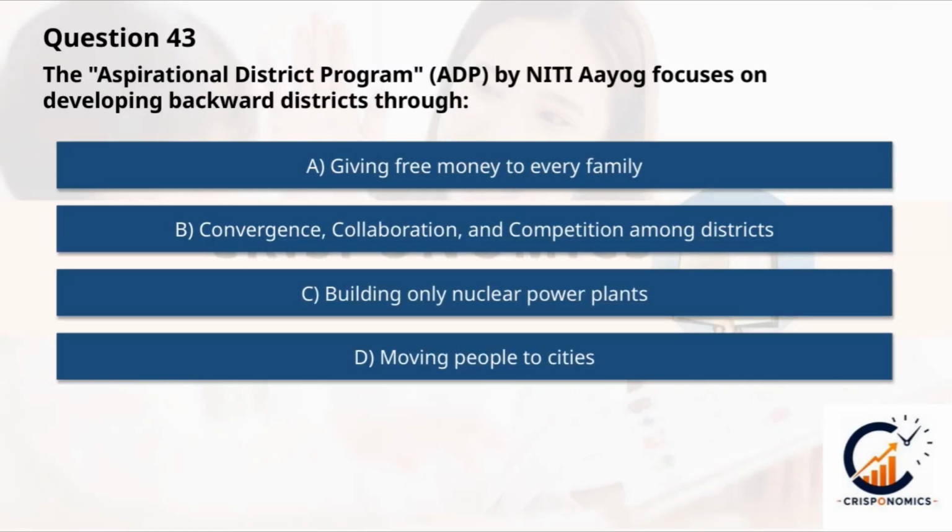The Aspirational District Program by NITI Aayog is all about uplifting the most underdeveloped districts. It's not about quick fixes like handing out free money or building only nuclear power plants. Instead, the focus is on bringing districts together, encouraging convergence, collaboration, and even healthy competition. This approach helps drive real, sustainable progress where it's needed most. Today, we're exploring how these strategies work to transform communities and create lasting change.